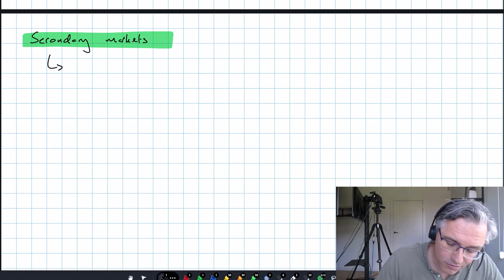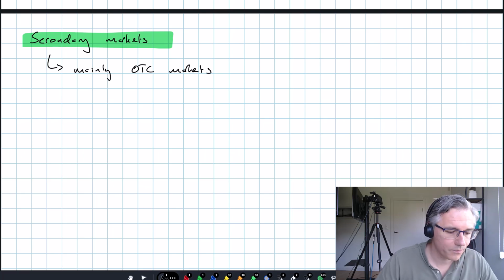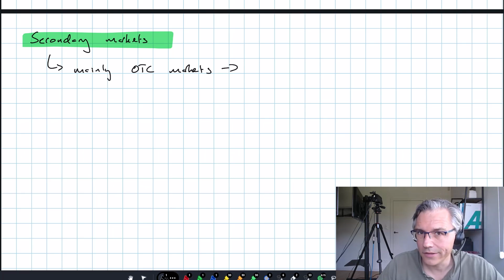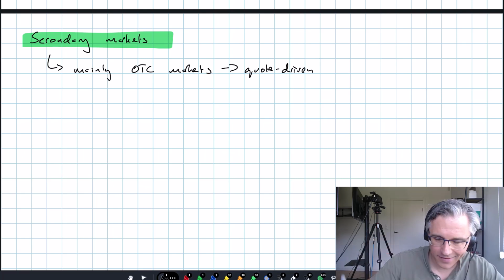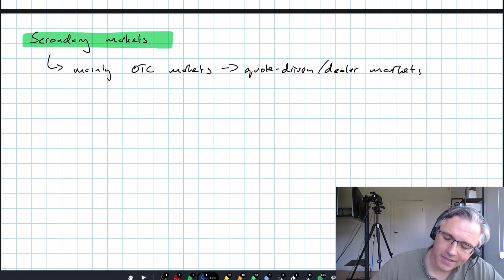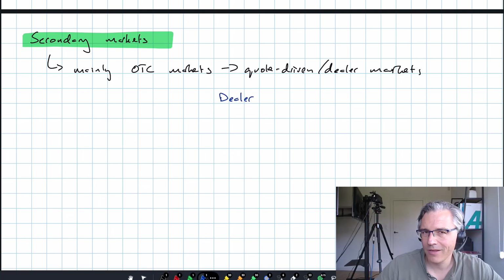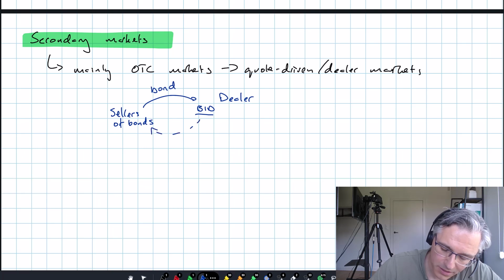So secondary markets for bonds are mainly OTC, meaning over-the-counter markets, and they're going to be dominated by dealers. So they're going to be described as quote-driven markets. You'll see what that means in just a moment, and later on as well. Quote-driven or dealer markets. Basically, a dealer, a financial institution acting as a dealer, is somebody who stands there in the market and says, look, I'm constantly ready to buy from whoever is selling, sellers of bonds. If you're somebody who wants to sell a bond, okay, sell it to me. I'll pay you what's known as a bid price.